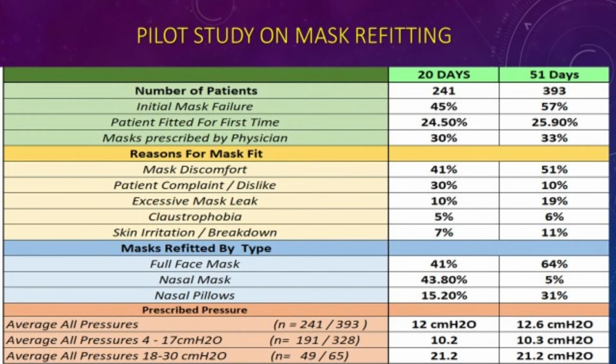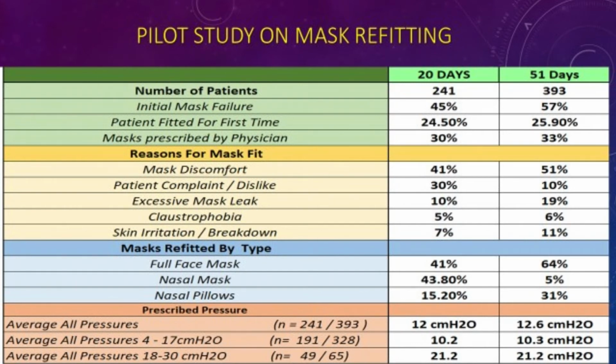The first category was the number of patients. So we looked at initial mask failure. That was patients that had been set up with a CPAP or a BiPAP, and within 2 or 3 weeks, they came back for a mask. 45% at 20 days, but then that rose to 57% at 51 days.